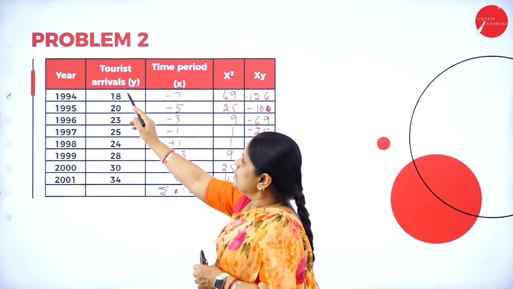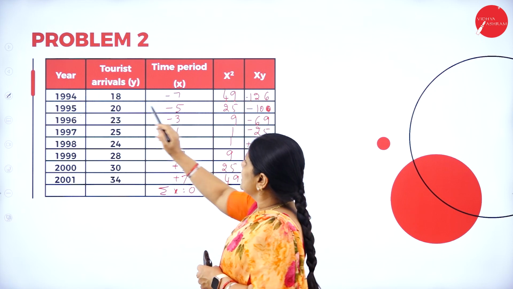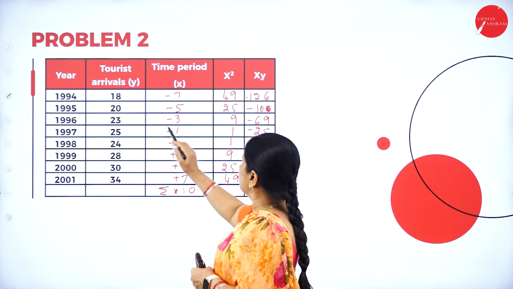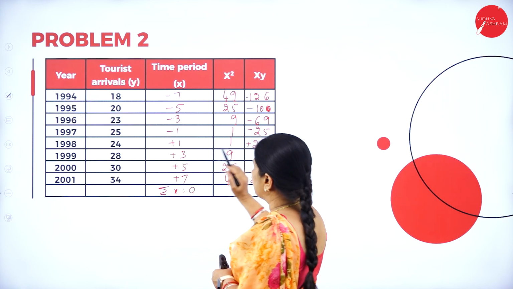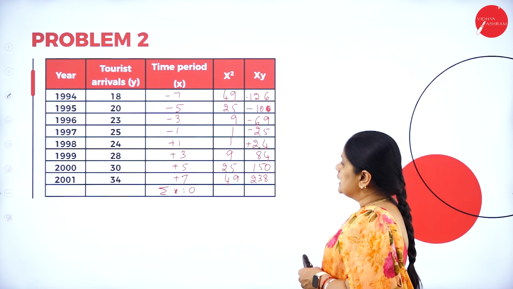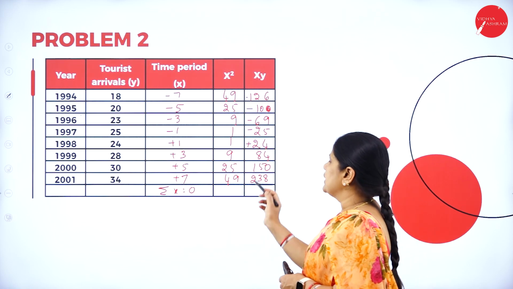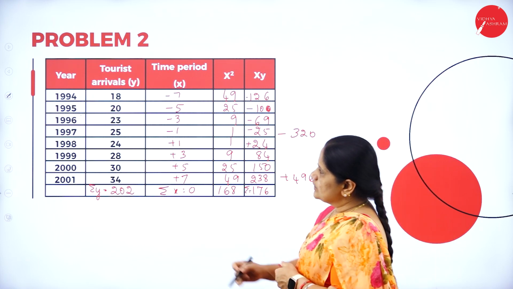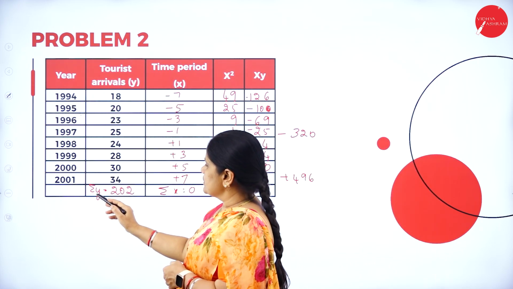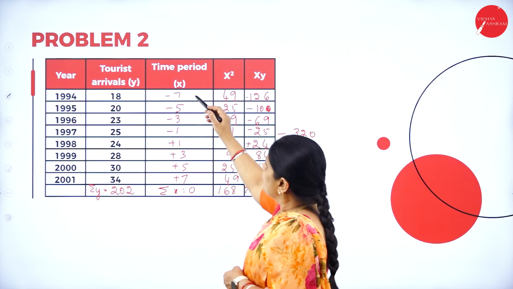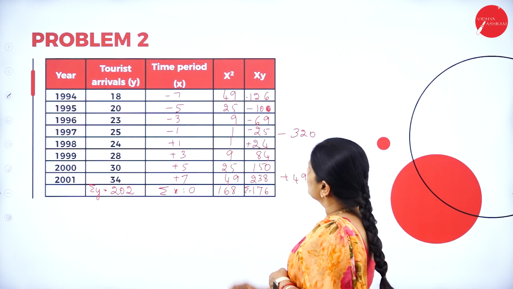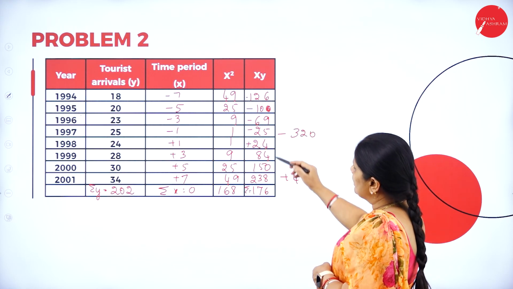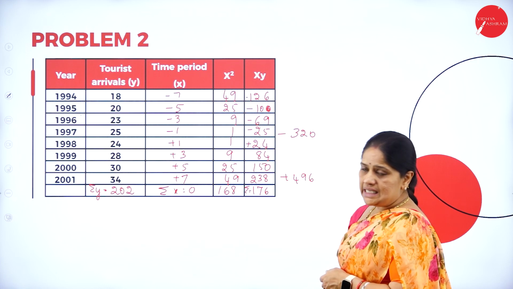So we have all these XY column here. X into Y: 18 into -7, -126; 20 into -5, -100; 23 into -3, -69; 25 into 1, 25; 24 into 1, 24; 28 into 3, 84; 30 into 5, 150; 34 into 7 is 238. We have the table here ready. Now sigma y, when we add all the y values, we get 202. When I add the x values, I get 0. When I add all the x square values, I get 168. When I add all the xy values, I get 176.